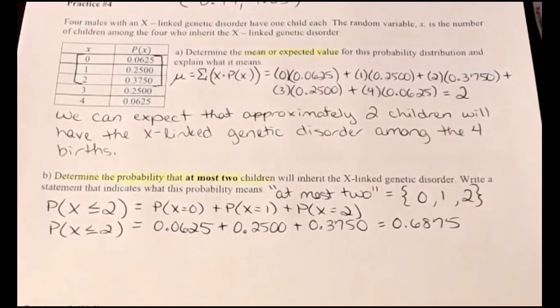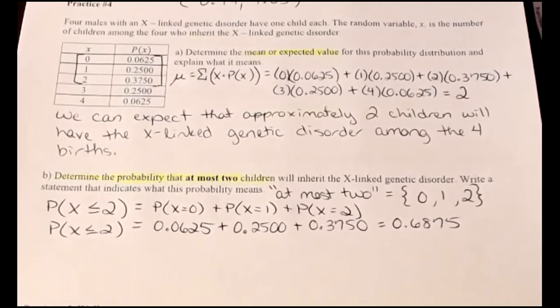Thank you, Anthony. Now, there's a couple ways of writing this. You can say there's a probability of 0.6875 that at most 2 children will inherit the X-linked disorder. But personally, I would like to convert that decimal into a percentage, because I think sometimes when we convert to percentages, it becomes a lot clearer what's happening.